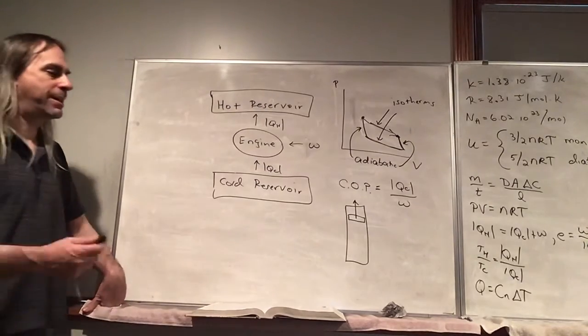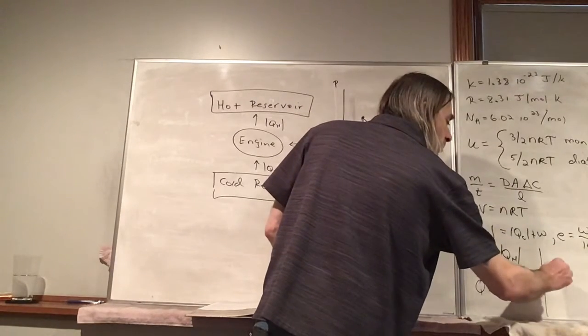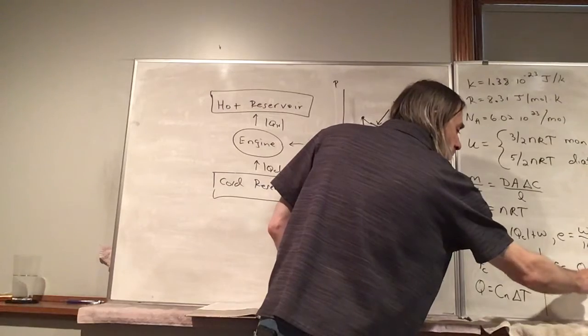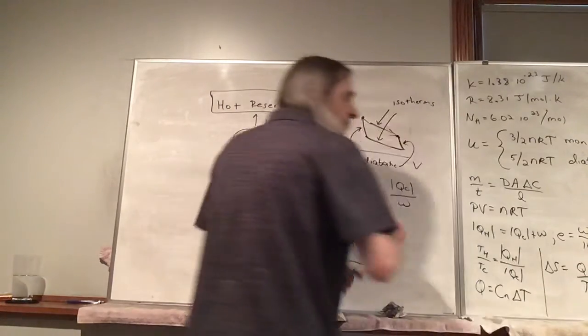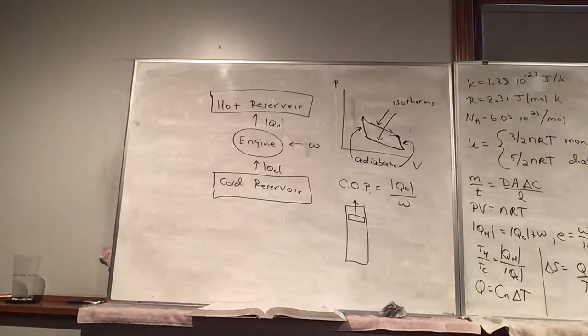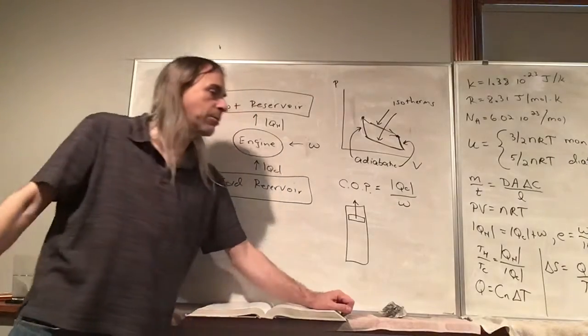Now, one more topic is entropy. We say delta S is Q over T. So we don't even really define what entropy is. We can talk about changes in entropy.